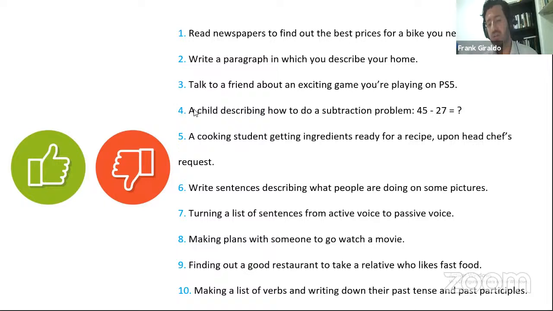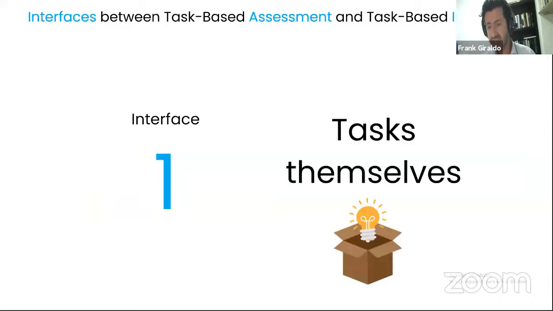Okay, so you got the idea of what a task is. So we're going to move on now, group, to the heart of the workshop today, interfaces between task-based assessment and task-based instruction. So the first interface, by the way, I didn't tell you at the beginning, you will be learning about 2 interfaces. So the first interface is the tasks themselves are the driving force in a lesson, in a course, during a week, in a particular activity in class, for an entire year if you want.